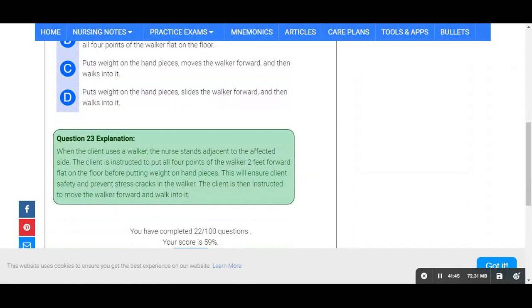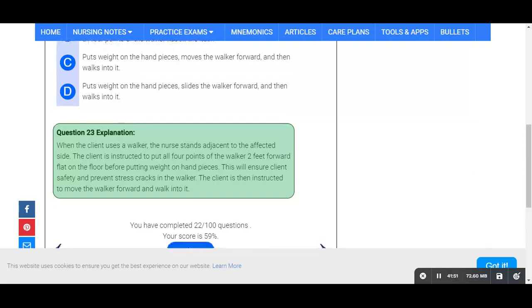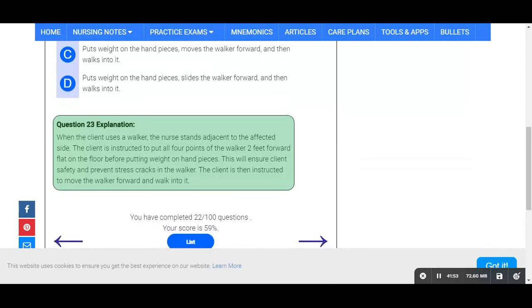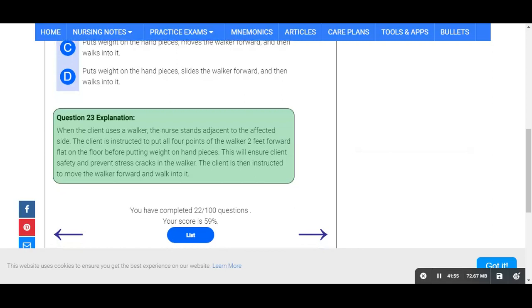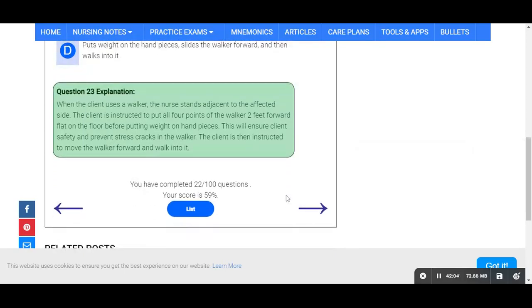Right. When the client uses a walker, the nurse stands adjacent to the affected side. The client is instructed to put all 4 points of the walker 2 feet forward, flat on the floor before putting weight on the hand pieces. This will ensure client safety and prevent stress cracks in the walker. The client is then instructed to move the walker forward and walk into it.